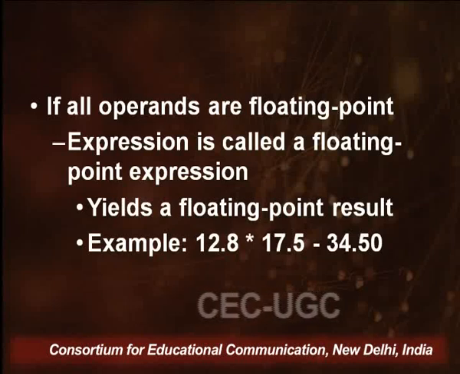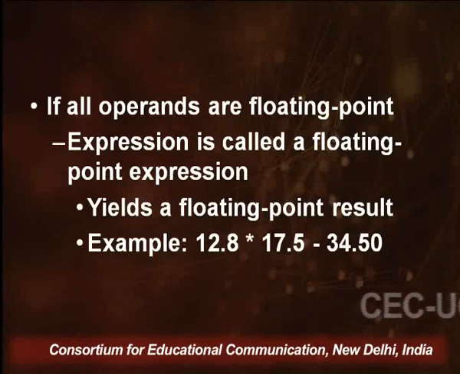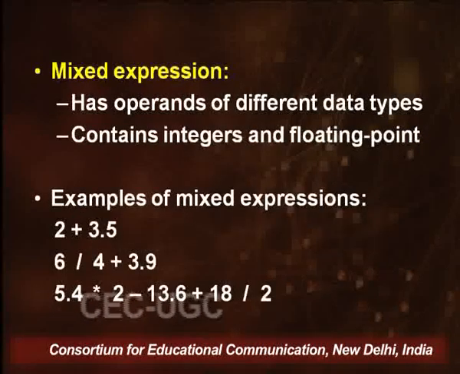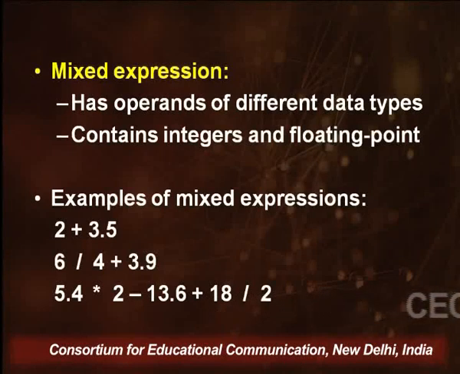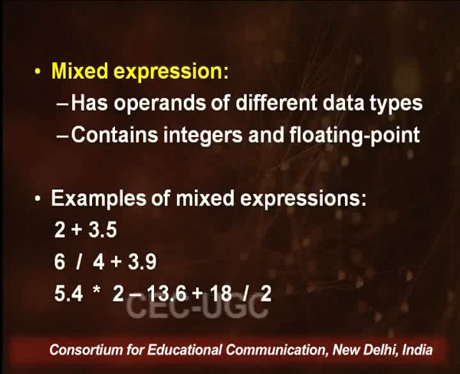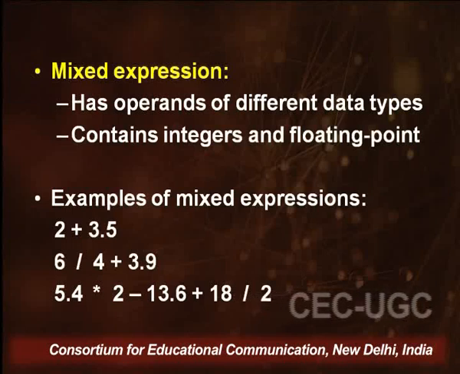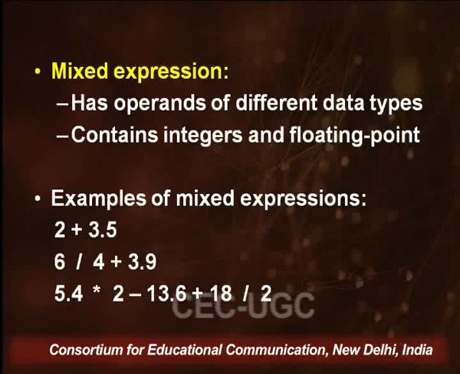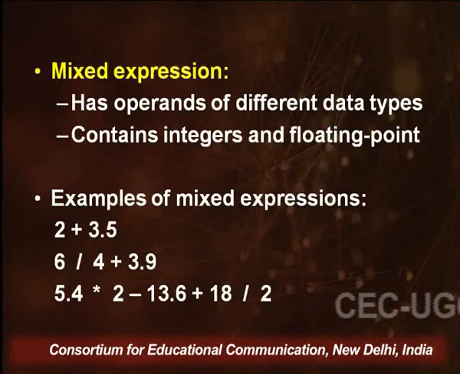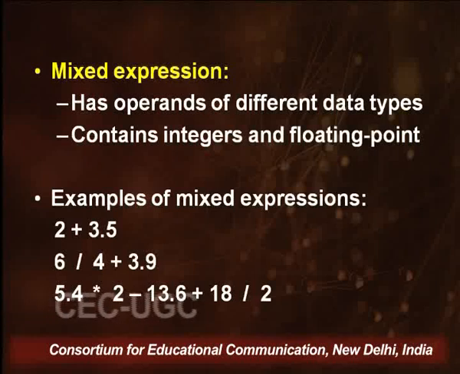So with one type of operands, the answer will be of that data type only. But if the expression is a mixed expression, that means it has operands of different data types, containing integers as well as floating points both. A mixed expression could be 2 plus 3.5 or 6 divided by 4 plus 3.9. So it has values of type integer as well as floating point. Now what kind of result is it going to produce?